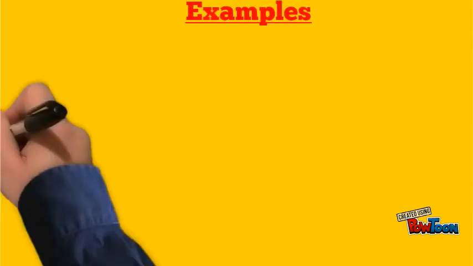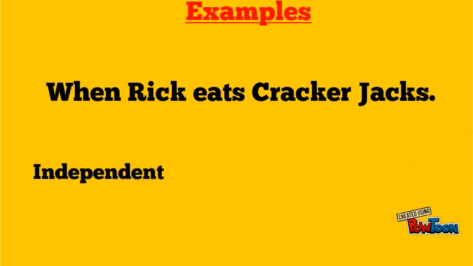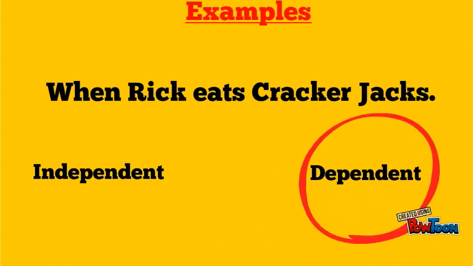When Rick eats Cracker Jacks. Independent or dependent clause? Yes, you are correct. It is a dependent clause because it has a subordinate conjunction in front of it.